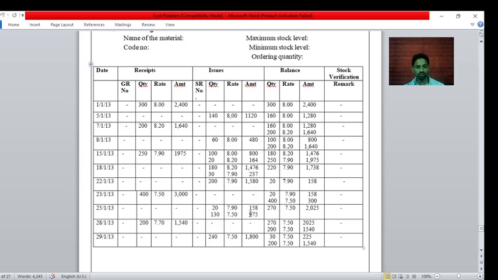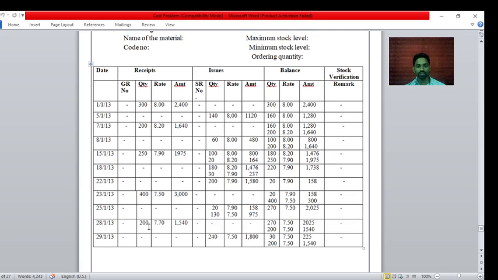Okay, so again we have to maintain the record. From this 220 units we finished. Out of this 400 we used 130 units. The remaining will be 270 units at the rate of 750. The total amount will be 2025. Okay, so on the next date, 28 January 2013, they received 200 units at the rate of 7.70. The amount will be 1540.